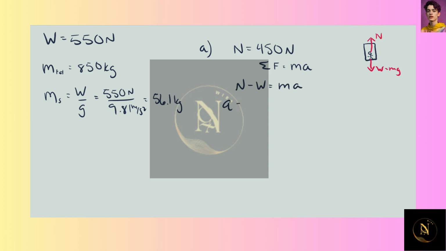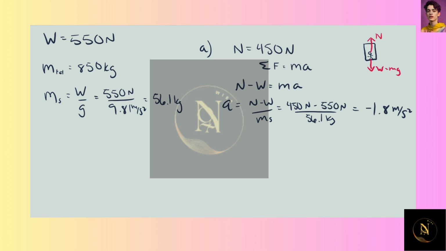So our acceleration is going to be given by N minus the weight, divided by m. This is specific to the student, the mass of the student. So the normal force here is 450 newtons, minus their normal weight when they're not moving, 550 newtons, divided by their mass, 56.1 kilograms. This is going to give us an acceleration of negative 1.8 meters per second squared. So they're moving downward, or they're slowing down.